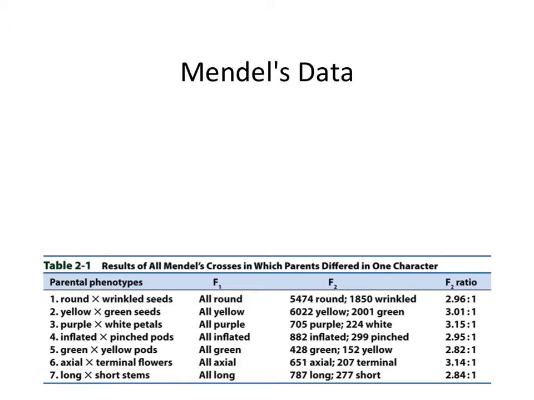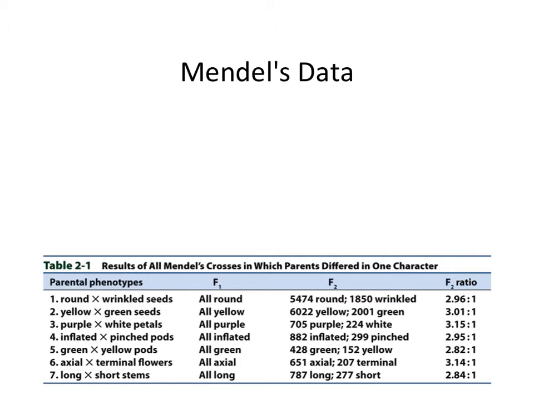First, let's look at Mendel's data. In these single-factor crosses, or monohybrid crosses, he saw a lot of F2s that had this typical approximately 3-to-1 phenotype ratio. But you'll notice that none of these ratios are exactly 3-to-1, and 3-to-1 is what's predicted or expected based on his first law.